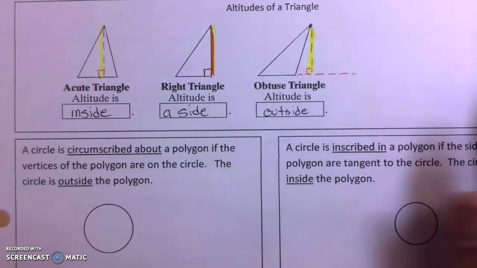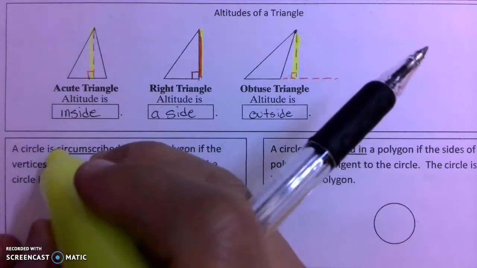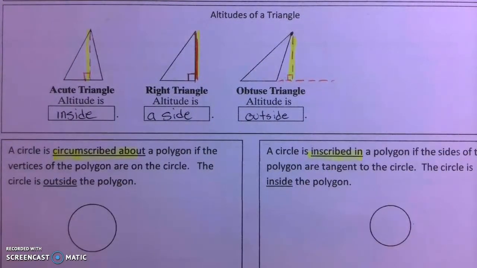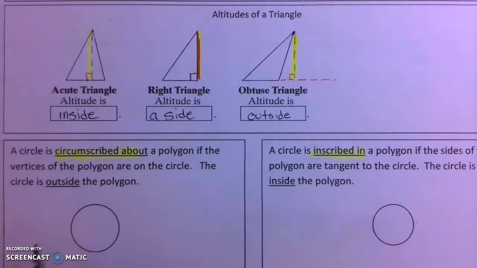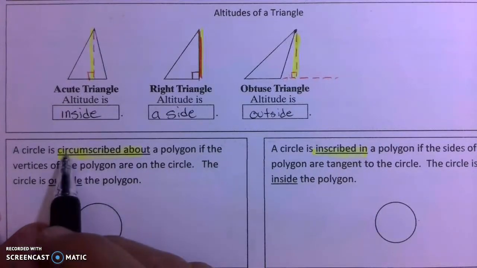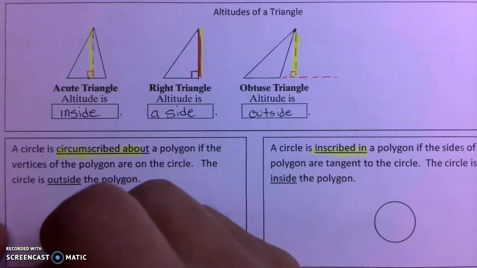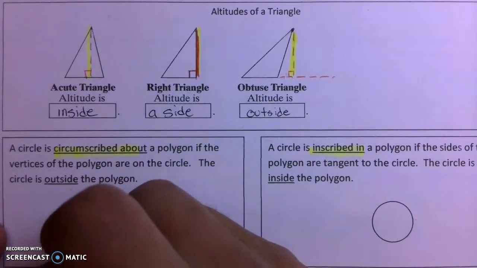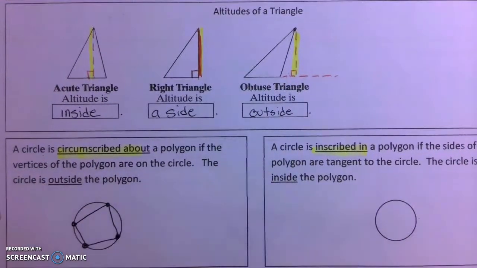All right, let's go over the last group of terms here. We have two words here, circumscribed about and inscribed in. A circle is circumscribed about a polygon. Basically, whether the polygon is a triangle or a four-sided figure or a five-sided figure, the circle is outside the polygon. If you say a circle is circumscribed about a quadrilateral, that means you would see a four-sided figure inside this circle here. The circle is outside the polygon.